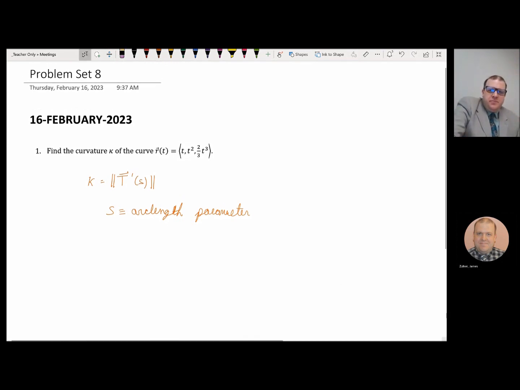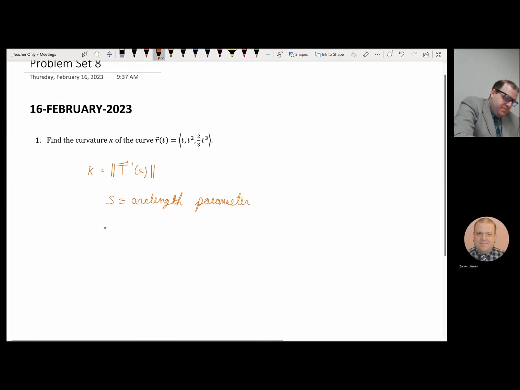Which is defined as a function of t. Specifically, it's the integral from a to t of the magnitude of r prime of u du, right? So it's just the arc length function. What you have to do once you find the arc length function is solve it for s. I'm sorry, solve it for t. So you want t as a function of s.